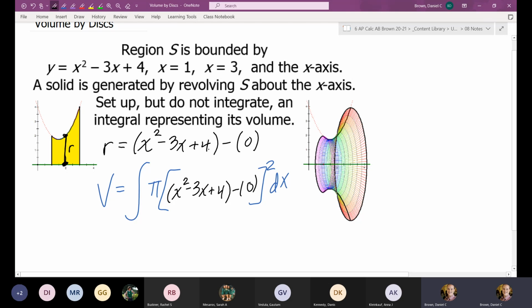Again, I could have left off that 0. Make sure pi is in your answer, and then where's this integral going to start and stop at? 1 to 3.